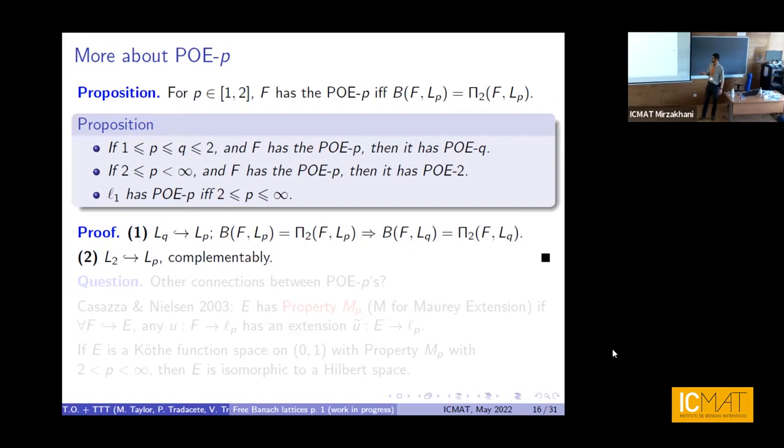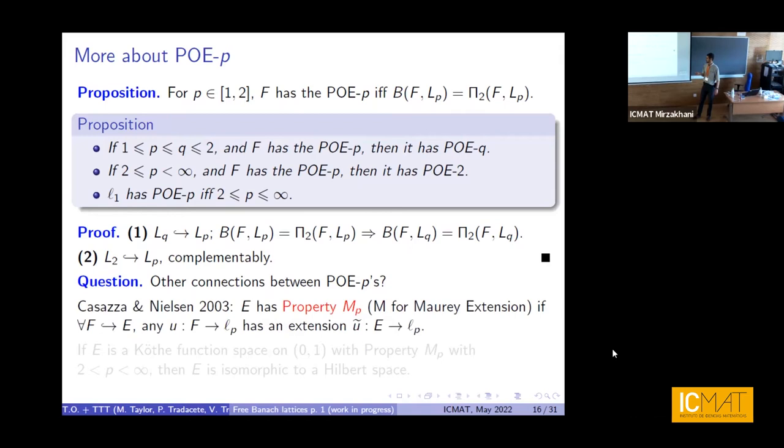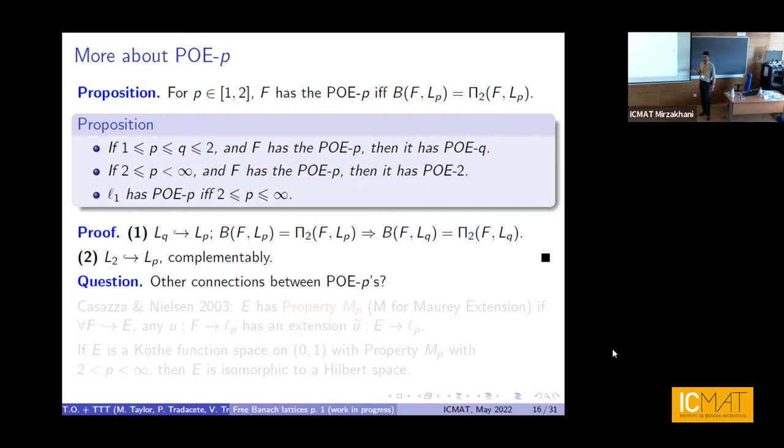For the second item, you use the fact that for P greater than 2, L2 can embed into LP complementably. These are some of the connections between POEPs that we know. But what happens, for instance, when P and Q are on different sides of 2, or if P and Q are both greater than 2? Are there any connections between the POEP and POEQ properties? My guess is that there are none, but this is a question which awaits investigation, I guess.